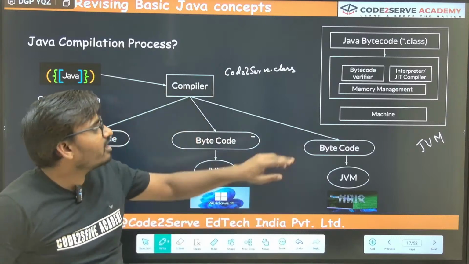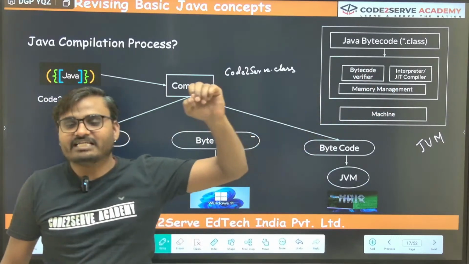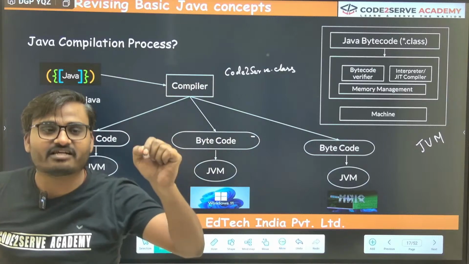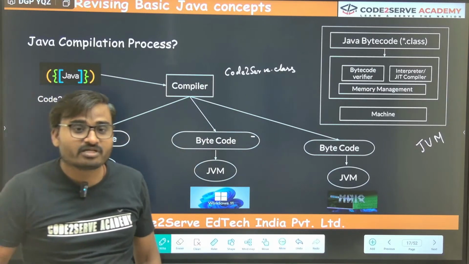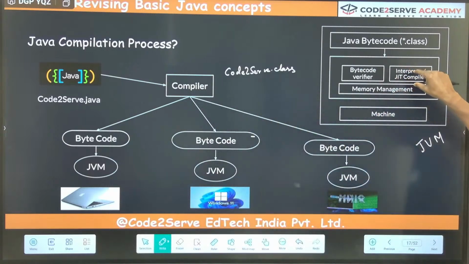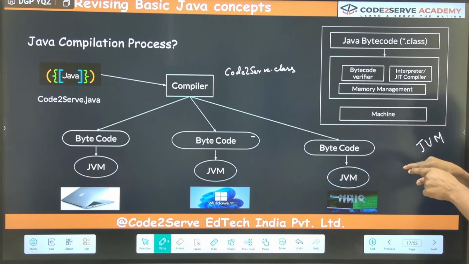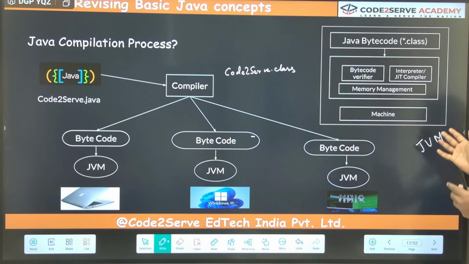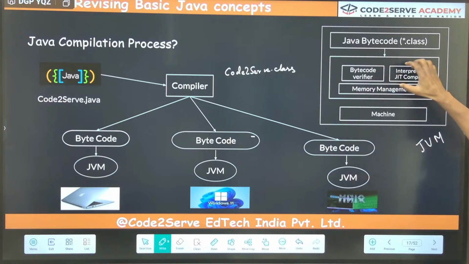The name of the compiler you have to again keep in mind. What is JIT compiler? The full form is just in time compiler. And this compiler is present inside this JVM. You don't have to understand what JVM is, but just keep in mind inside JVM, there are different things.